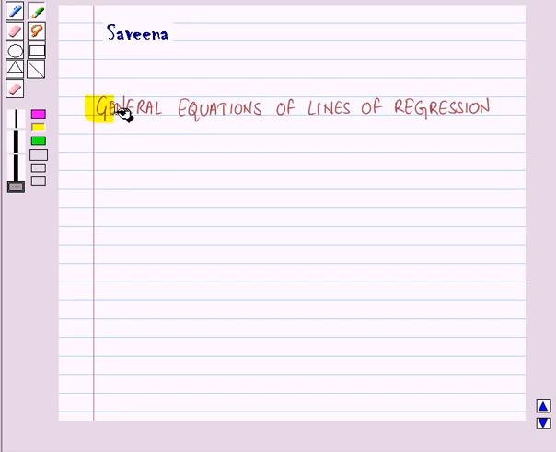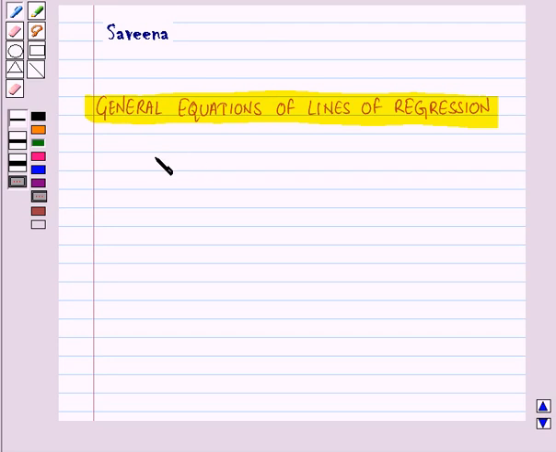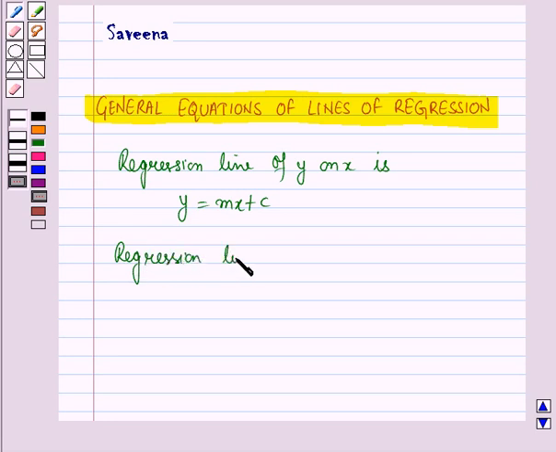In this session, we will learn about general equations of lines of regression. Now, we know that the equation of the line of regression of y on x is given as y is equal to mx plus c, and the regression line of x on y is given as x is equal to my plus c, where in the first equation the coefficient of x, that is m, is called the regression coefficient of y on x, and in the second equation the coefficient of y, that is m, is called the regression coefficient of x on y, and c is a constant.